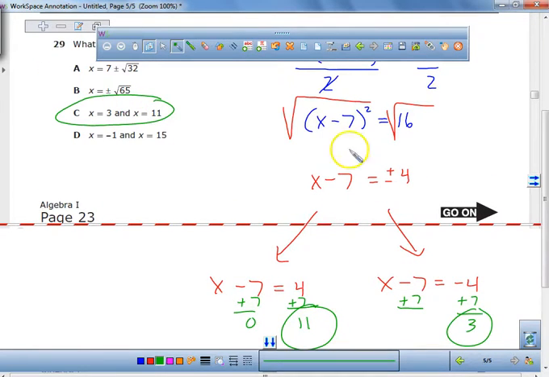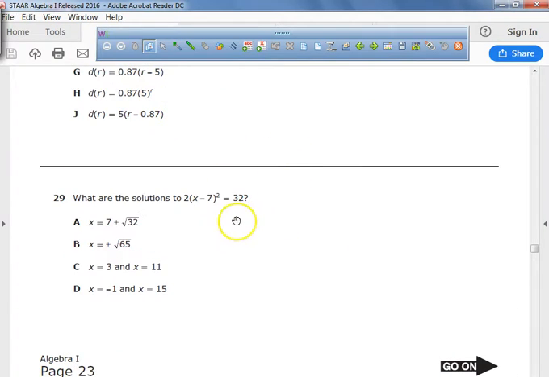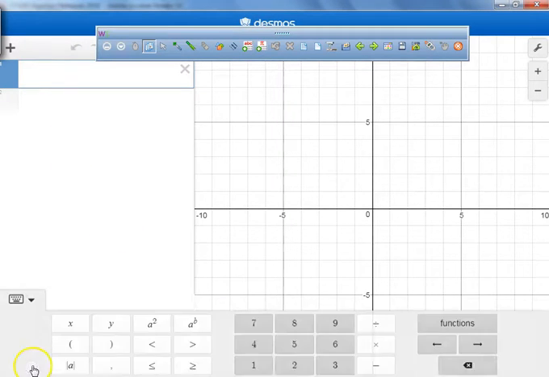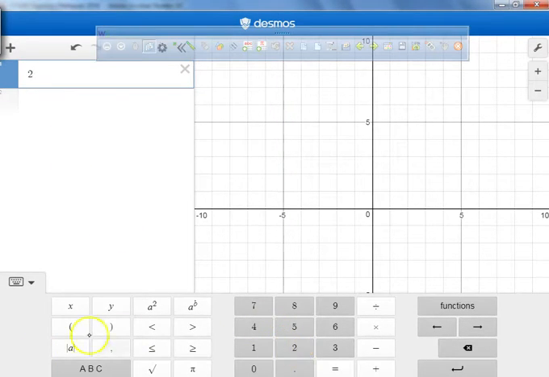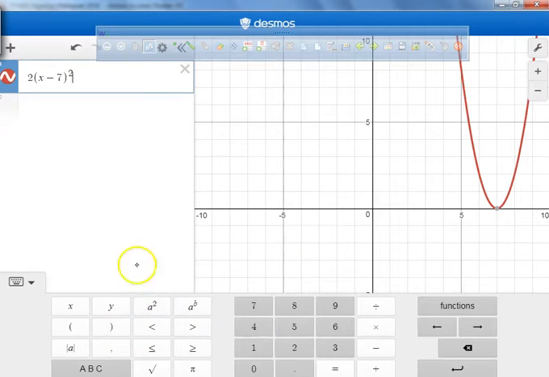Now we're going to use Desmos right now and check this out. Okay? It's going to be pretty. So how do we use Desmos to help us solve this? Here it says 2 parentheses x minus 7 squared. So we're going to go to Desmos, and you're going to get your little keyboard here, and type in 2, open the parentheses, type in x minus 7, close that parentheses, and square it.